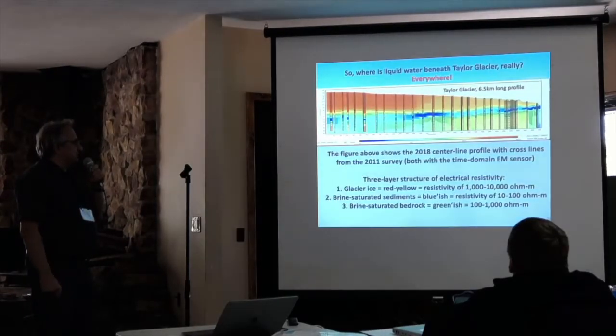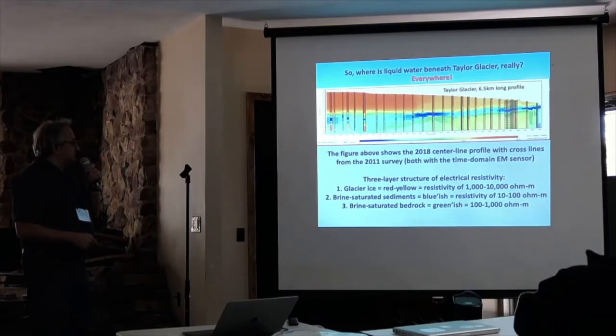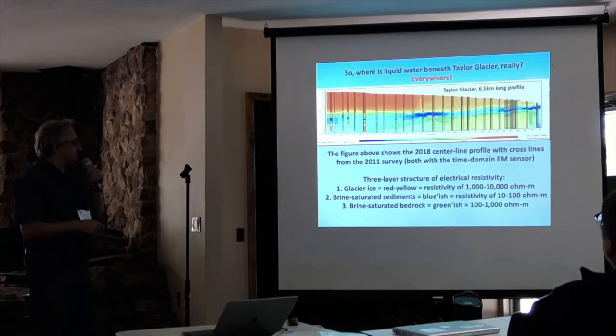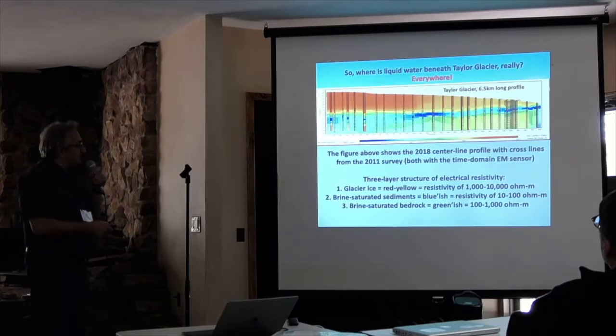So where is liquid water beneath Taylor Glacier? Really? Everywhere. So this is a line that covers about 6.5 kilometers from the front of the glacier, flown with the helicopter-borne EM sensor. This one is a 2018 line with cross lines from the 2011 survey, which went back and forth across the glacier valley. And they basically show this channel of low resistivity, and it's maybe 100 meters thick or so.